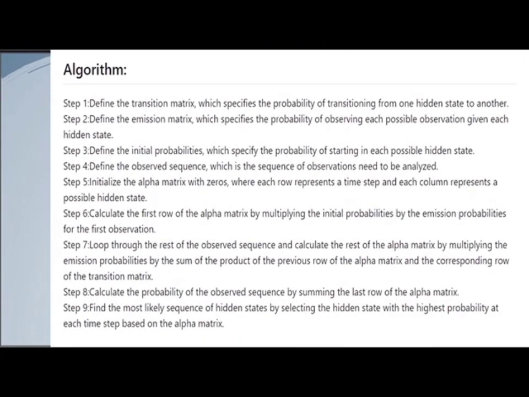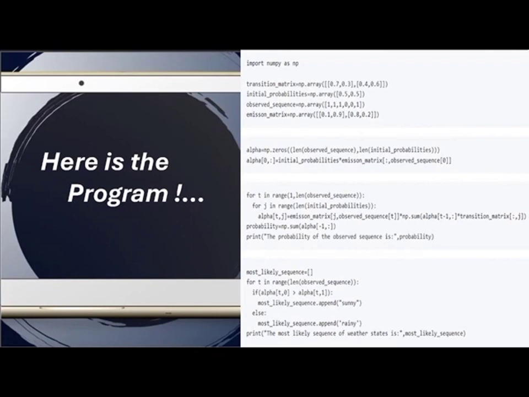Here is the algorithm behind the Python code. Let me explain this in the next slide along with the code so you will get a clear idea about this. So here is the Python program for the implementation of the hidden Markov model. First of all, we need to import the necessary libraries. So here we are using the NumPy library. This code implements the forward algorithm for a hidden Markov model to calculate the probability of an observed sequence and determine the most likely sequence of the hidden states. Let us break it down step by step.